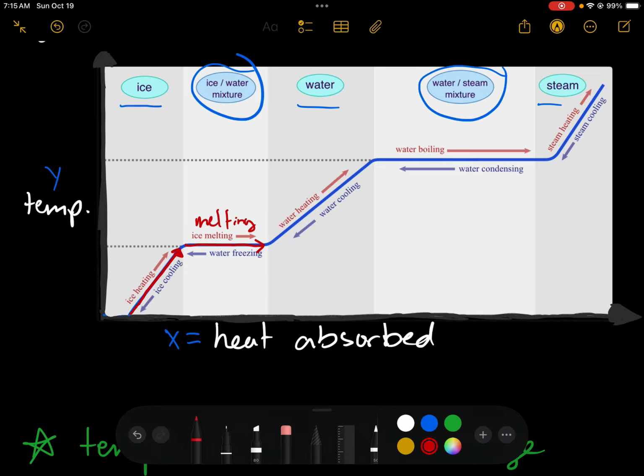What I want to point out about that flat spot phase change is that during that phase change, the temperature is actually not increasing, even though that ice/water mixture is still absorbing heat. The reason that is happening and we're not seeing a temperature change is because all that heat energy that the substance is absorbing is being used to break the intermolecular forces between those solid ice particles.